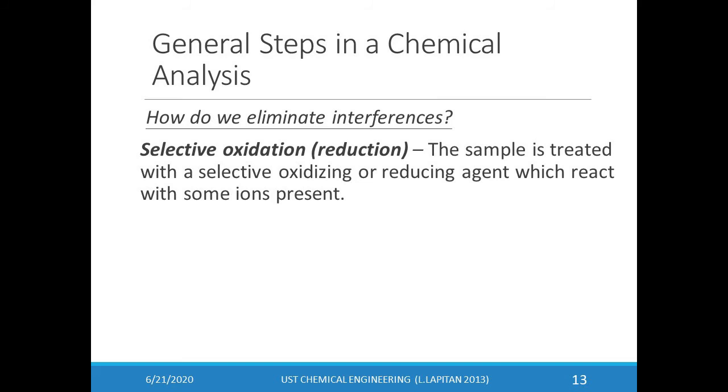Another method to eliminate interferences is by selective oxidation or reduction. Now, selective oxidation or reduction happens when the sample is treated with a selective oxidizing or reducing agent which reacts with some ions present. We will learn more of this when we discuss redox titrations in Module 2.